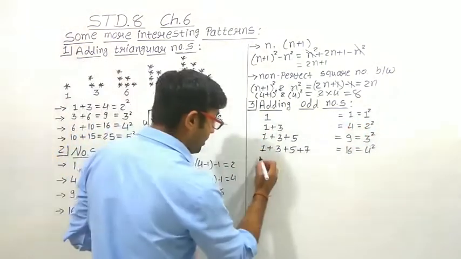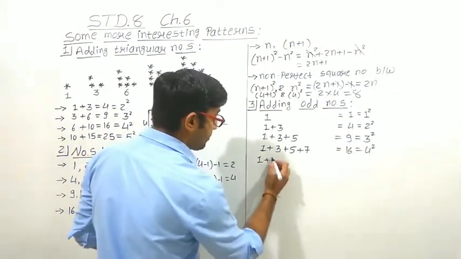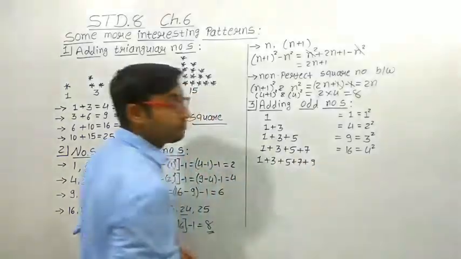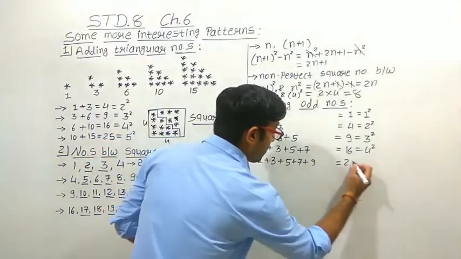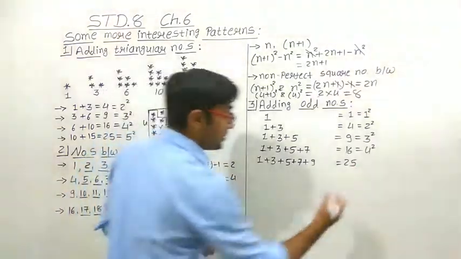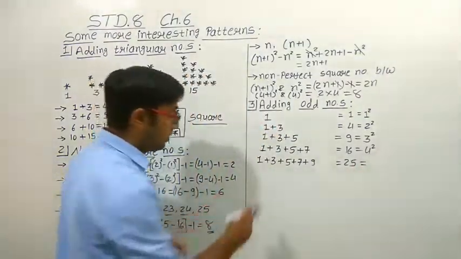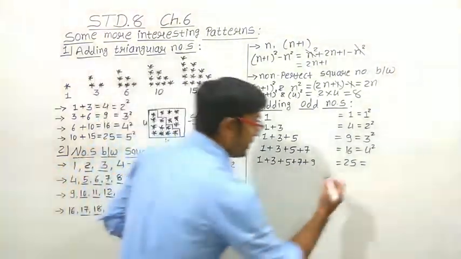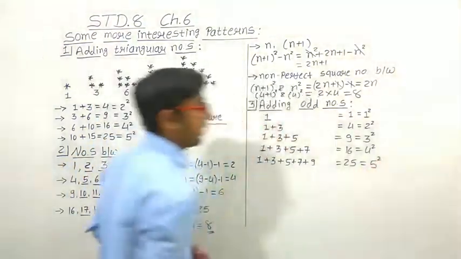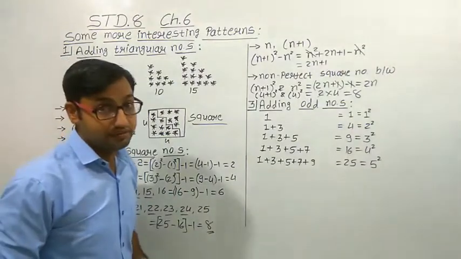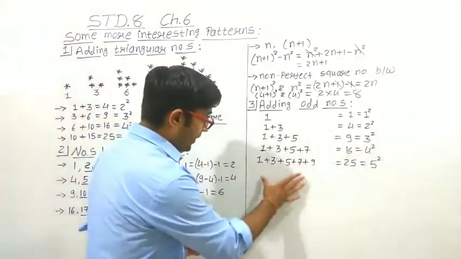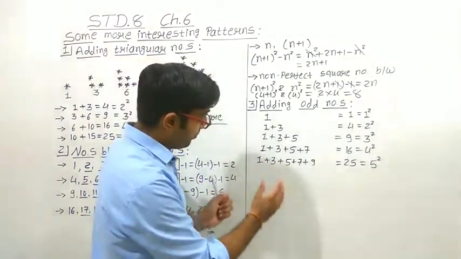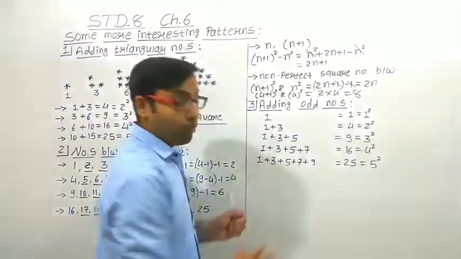Now you can think, if we add 5 odd numbers, 1 plus 3 plus 5 plus 7 plus 9, then what do we get? Total is 25. 25 is what? Which square? 1, 2, 3, 4 and 5. How many odd numbers did we add? 5. So the total is 5 square. Understand? So in this way you can now find the addition of odd numbers, and you can add whatever you want.